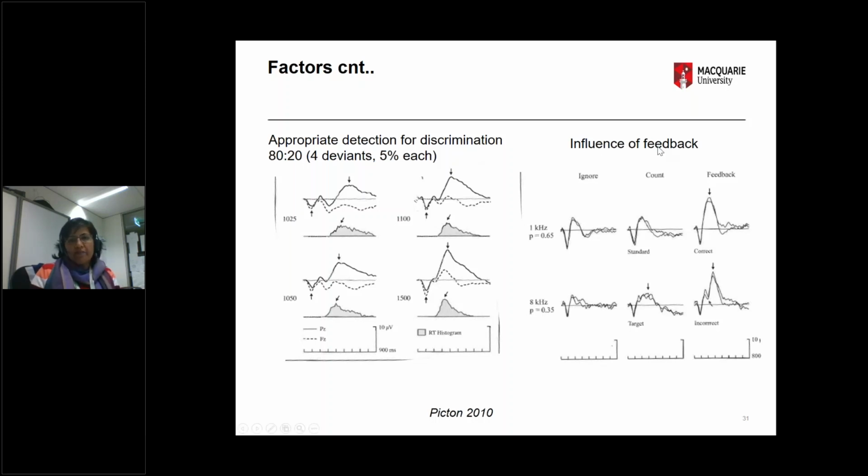And the feedback, the influence of feedback, as I said to you. So this is when the signal is between 1,000 hertz and 8,000 hertz. The probability is 65% to 35%. And of course, ignore, sure, you're still getting some responses there. But when they're counting, this is the target, you actually get a P2, and there seems to be a P300. But when they got the feedback, that's when they actually got a big response. But incomplete feedback got you quite distinct responses here, which may be your P300A and B. But curious, isn't it, that we respond most strongly when we get something wrong.